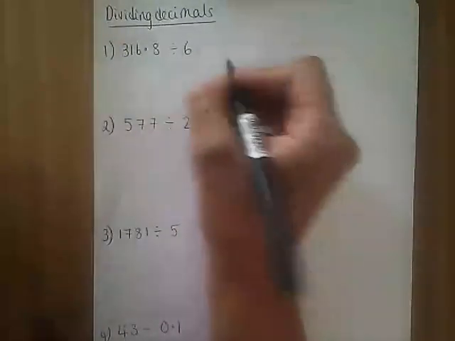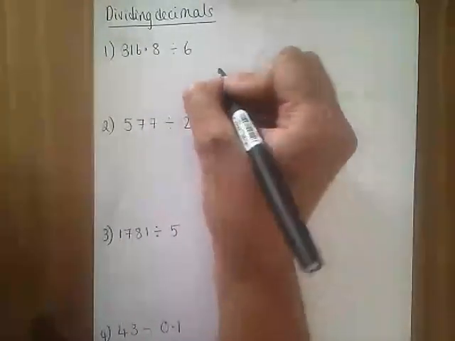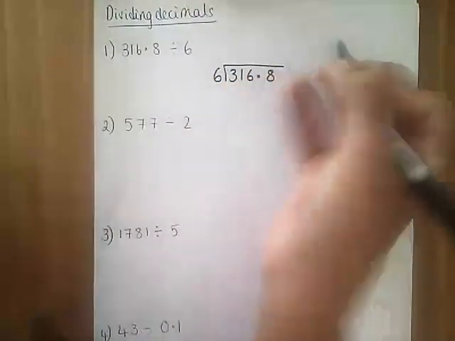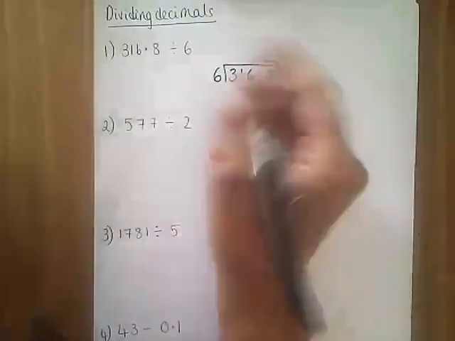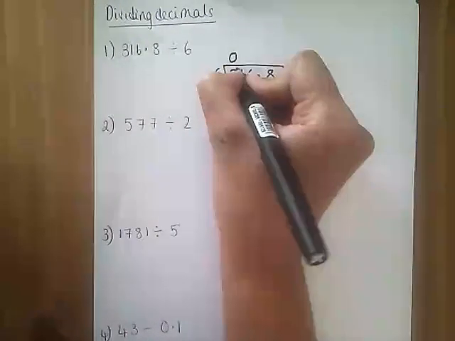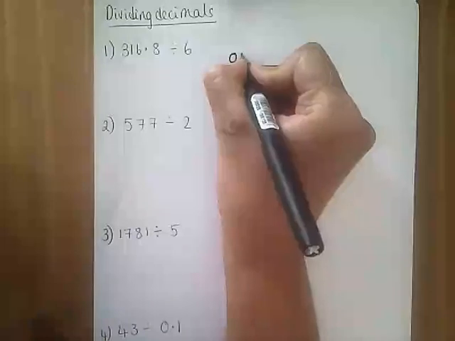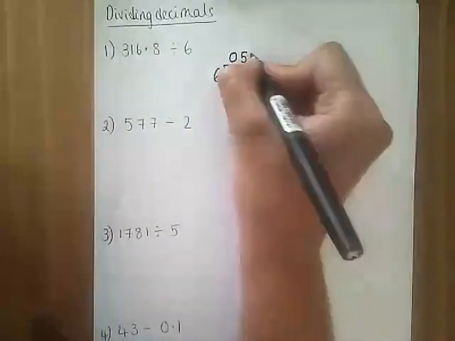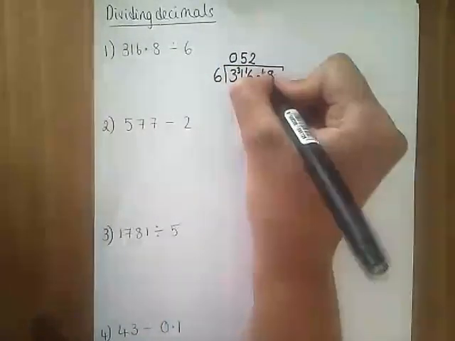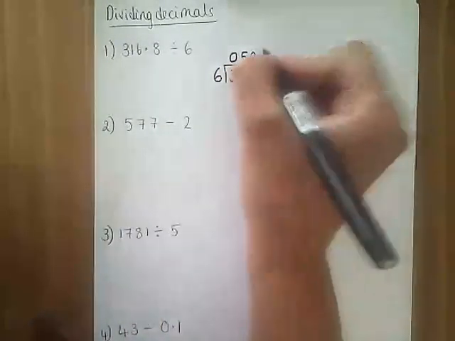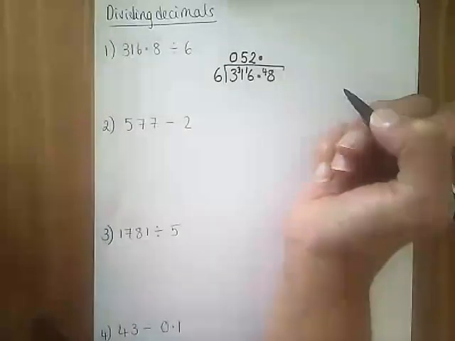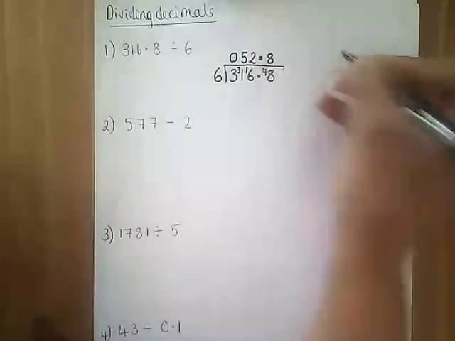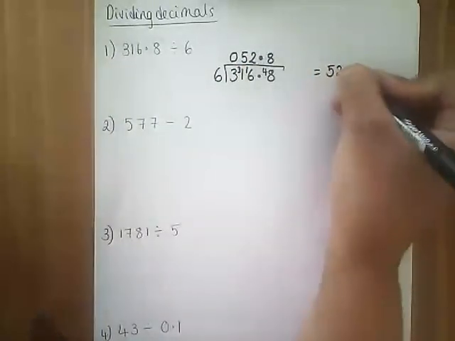So, question 1, 316.8 divided by 6. So what we're going to do is we're going to set up the bus stop just like we would for any other number, okay? And we're doing how many 6's are in 3? 0, carry the 3. How many 6's are in 31? Well, 5 6's are 30 with 1 left over. 6's into 16, 2 6's are 12 with 4 left over. Now, if you try and keep the decimal point in the same place, that will keep it happy, okay? And then 6 into 48 go 8 times, so the answer is 52.8.